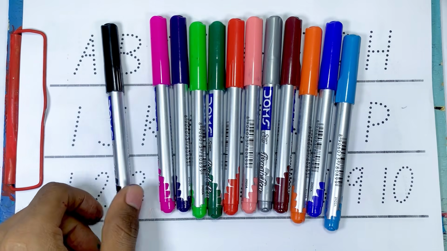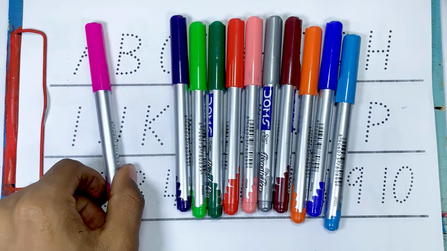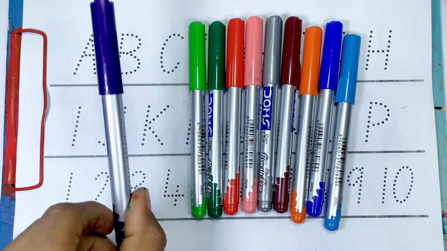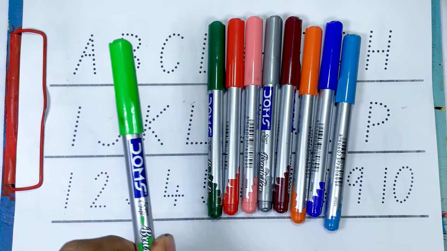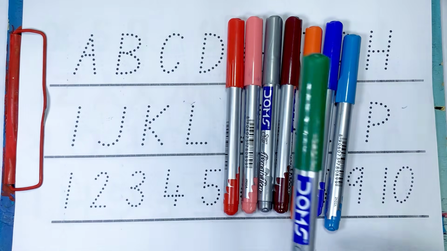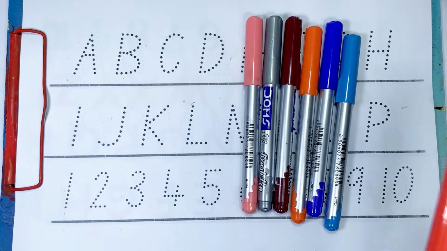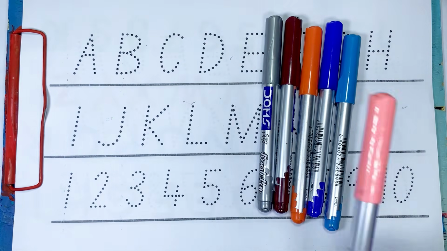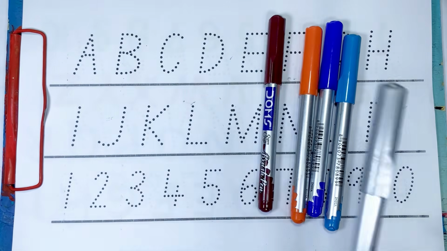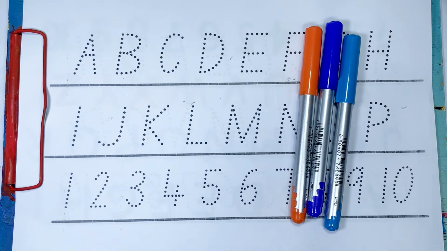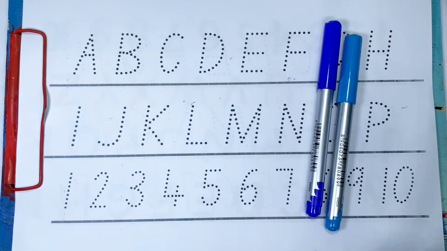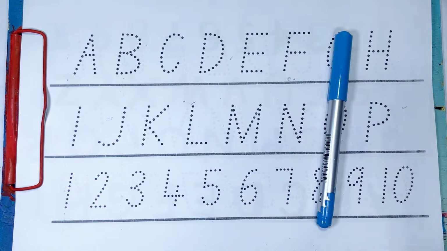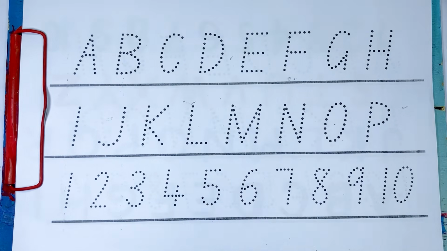Yellow color, black color, pink color, purple color, light green color, red color, light pink color, silver color, brown color, orange color, blue color, and sky blue color.